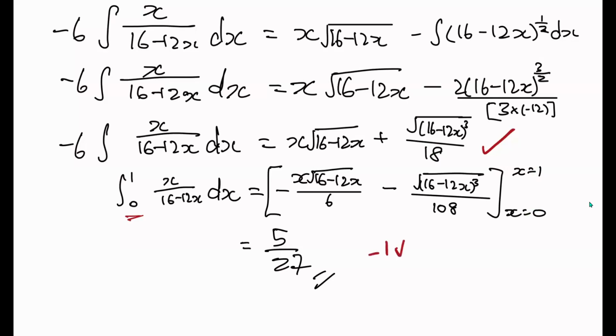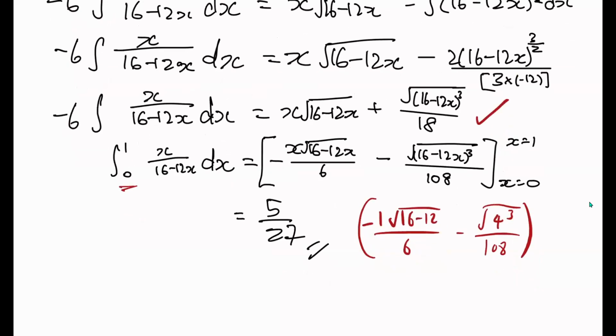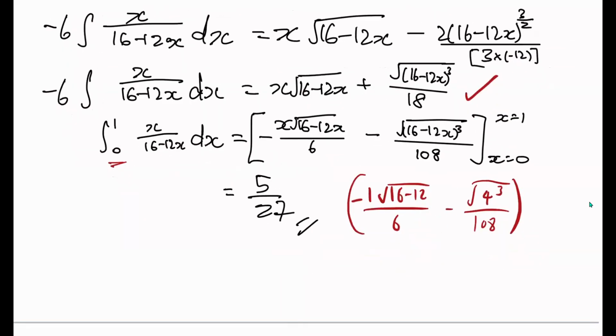So negative 1 times square root of 16 minus 12 over 6. And then this other guy, 16 minus 12 is 4. 12 times 1 is 12, and 16 minus 12 is 4. Power 3, take a square root over 108. Then after that, you subtract away the other guy. Negative 0 times square root 16 over 6. This is just 0, so you can strike it off.